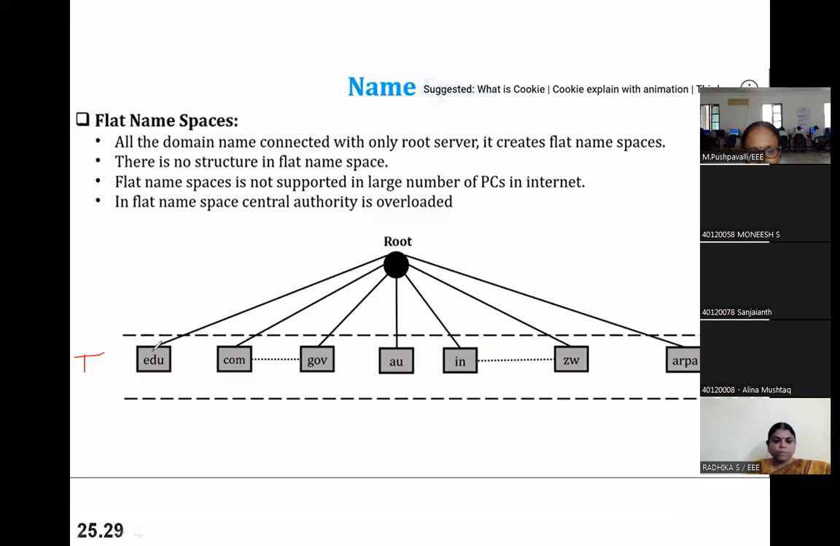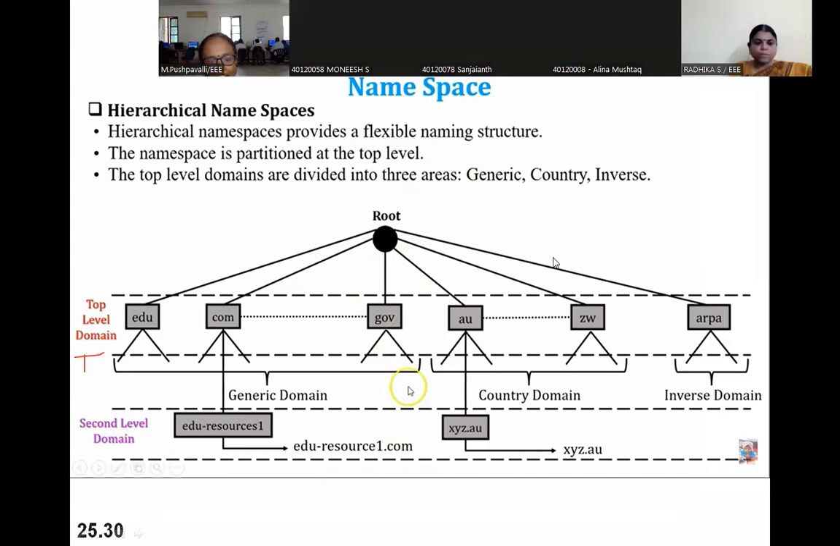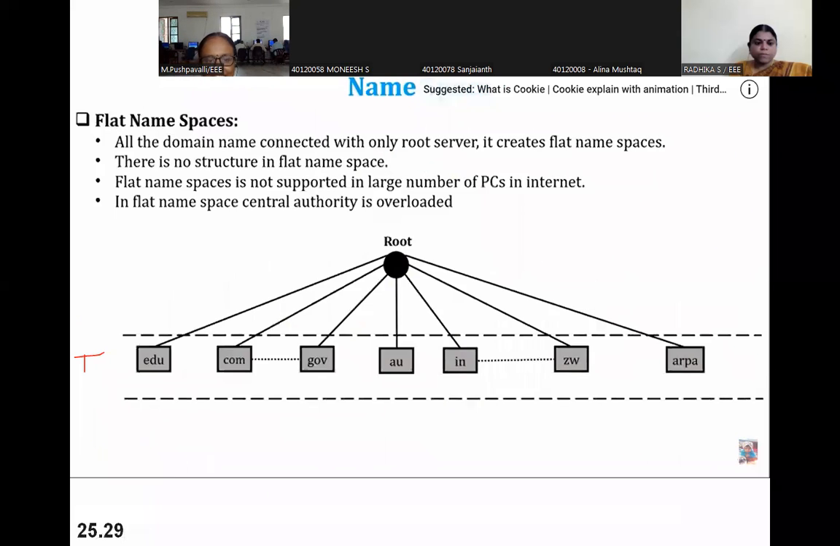So all my namespace is connected only with the root. If I have the structure of second level domains, there is a generic domain, a country domain, and an inverse domain. Hierarchical namespace means they will identify what comes under the generic, country, and inverse. When you group together, it will be mapped. Can you understand the difference? Here it is not grouping. These are called the generic domain, these are called the country domain, and these are called the inverse domain.